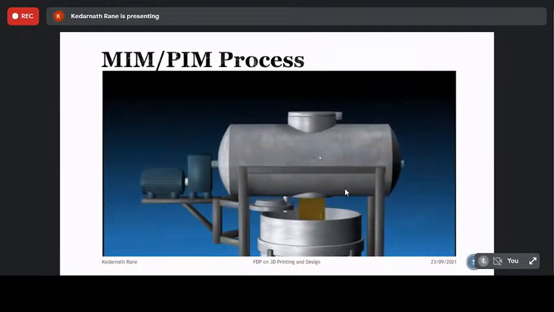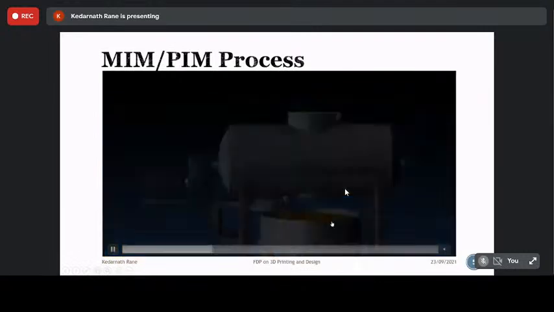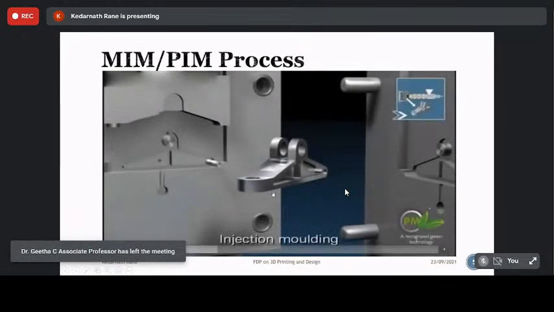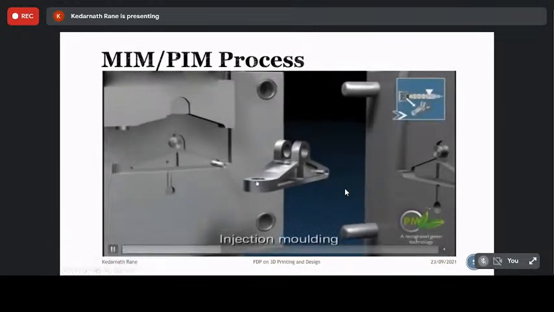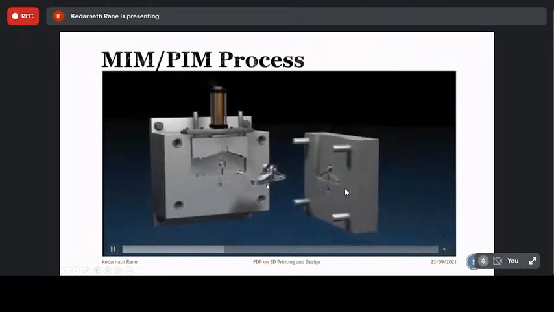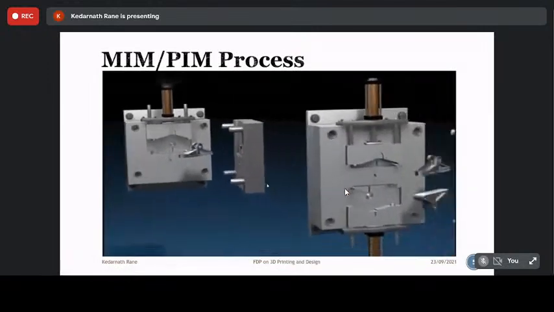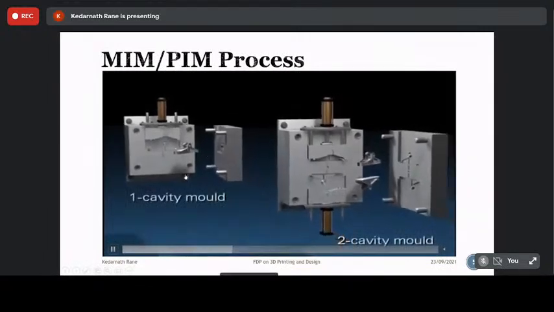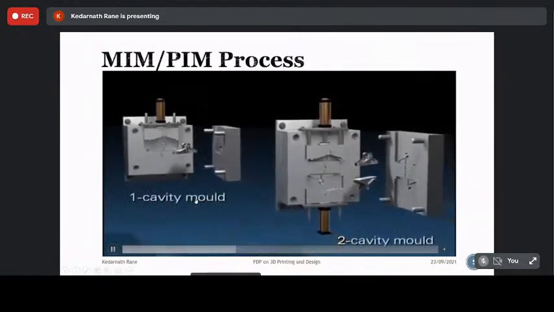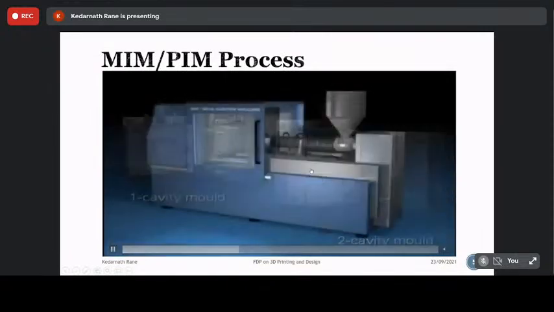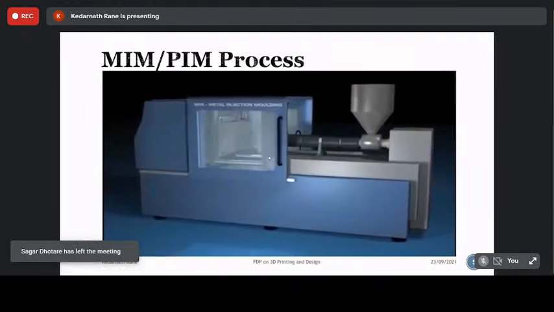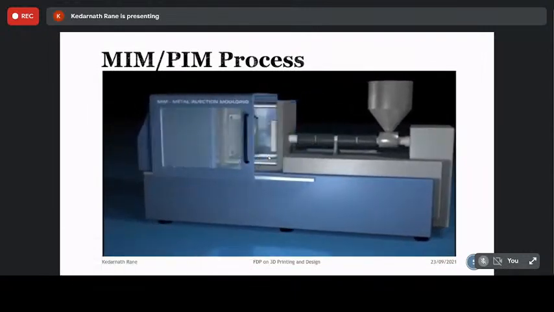Once it is ready, we use it for the next process, which for metal injection molding is called injection molding. It is similar to plastic injection molding, but the design aspects of the tools and the pressure requirements are different. You have a cavity mold, and you can even develop family molds, with multiple parts at the same time with this process.